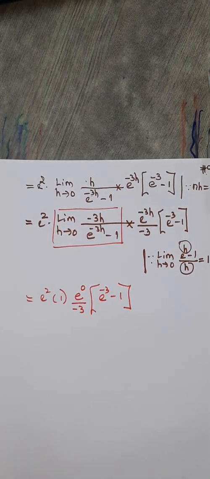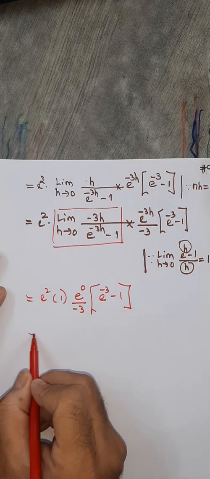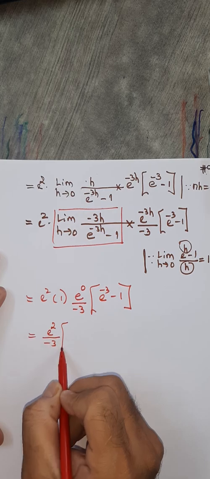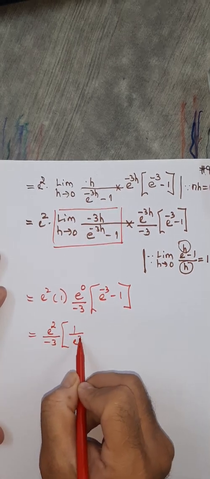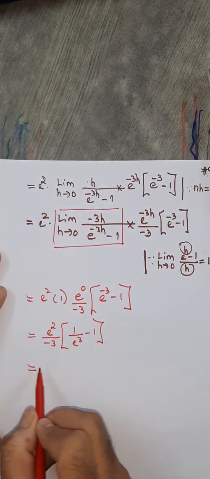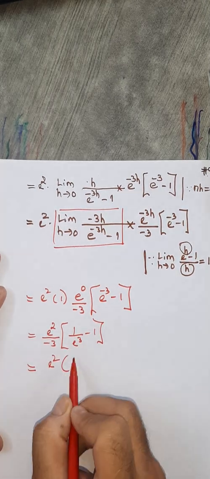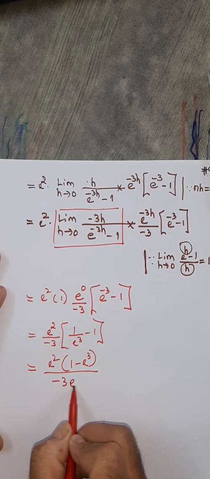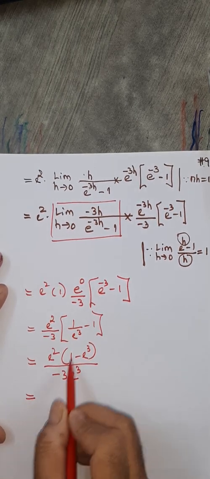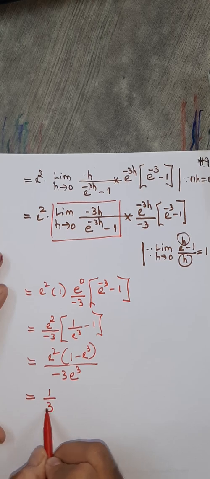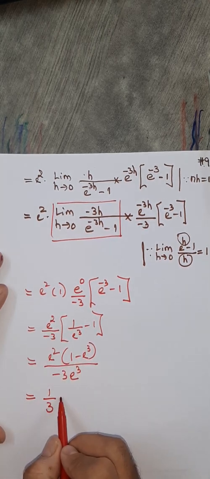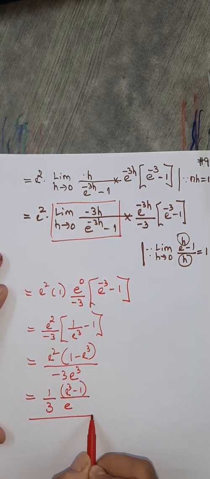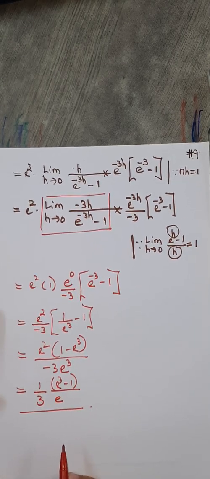Okay, so finally what we are getting here is e squared by minus 3. Here I'll write 1 by e cube minus 1, and let me just simplify. So 1 minus e cube upon minus 3 e cube. I'll use the minus with this, so 1 by 3, one e will get cancelled with this, and here you have e cube minus 1. That's the final integral.